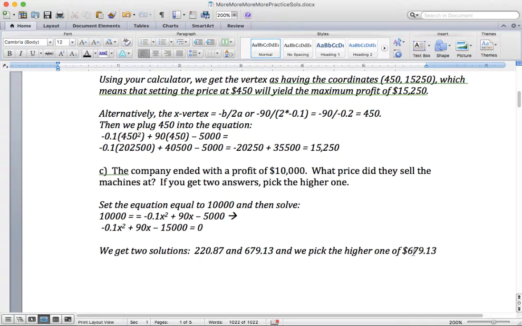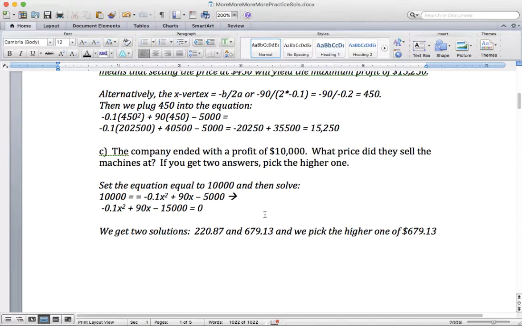We were told to pick the higher one, so we picked the higher one of $679.13. And again, the profit was not as high as it could have been, because if they'd set the price at $450 per machine, they would have sold enough extra ones that it would have outweighed the fact that you were charging a lower price. So we don't get our maximum profit here, but we do get a profit of 10,000.